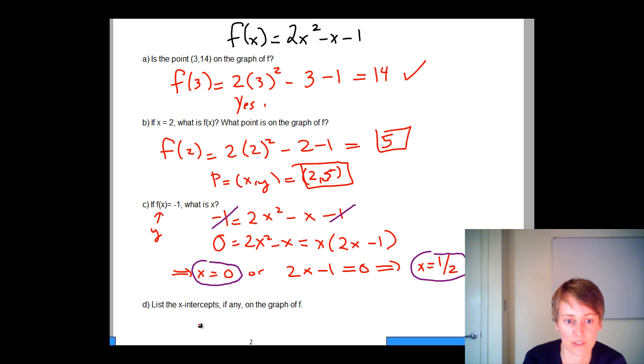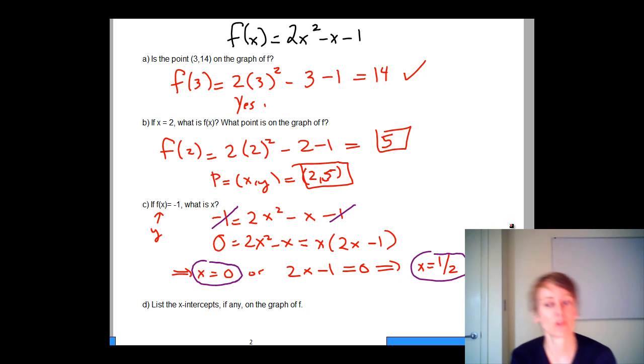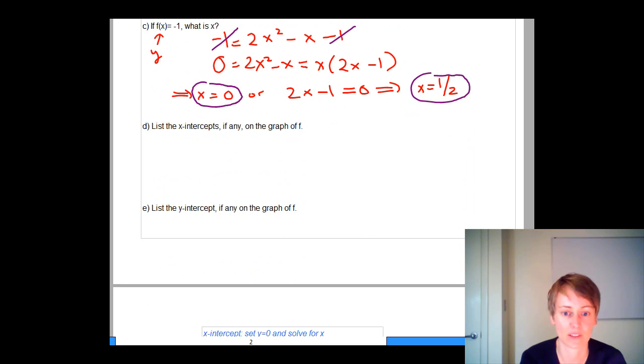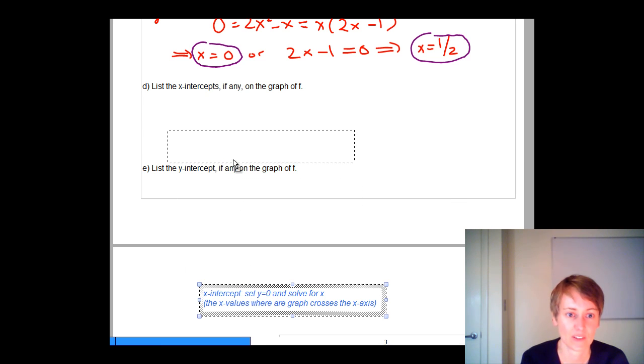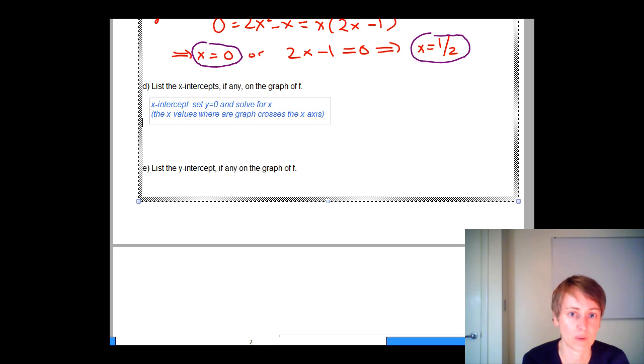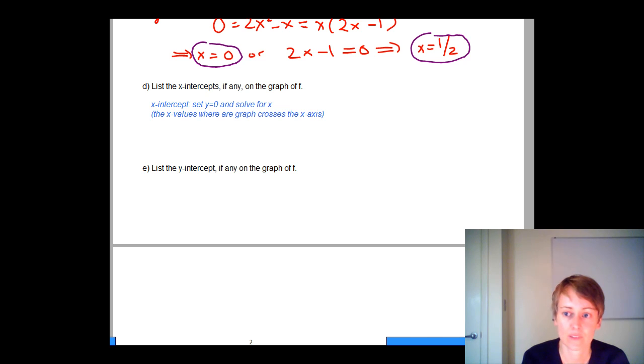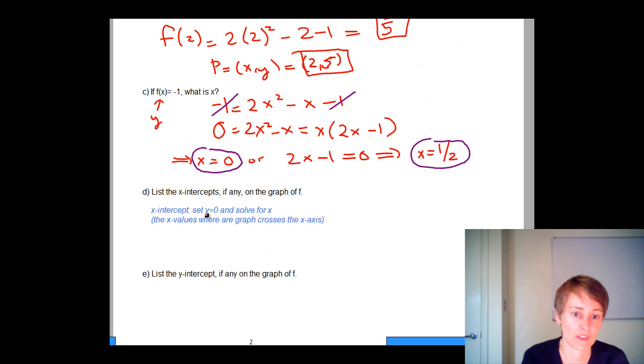Okay, now we're on to D. List the x-intercepts, if any, on the graph. So earlier we learned that the x-intercepts are the x locations where the graph crosses the x-axis. But you're not given a graph here, so the way you do this one is you're going to set y equal to 0 and solve for x. And I had written that down so you don't get lost right here. So let's do exactly what that says. To get an x-intercept, you set y equal to 0 and solve for x.